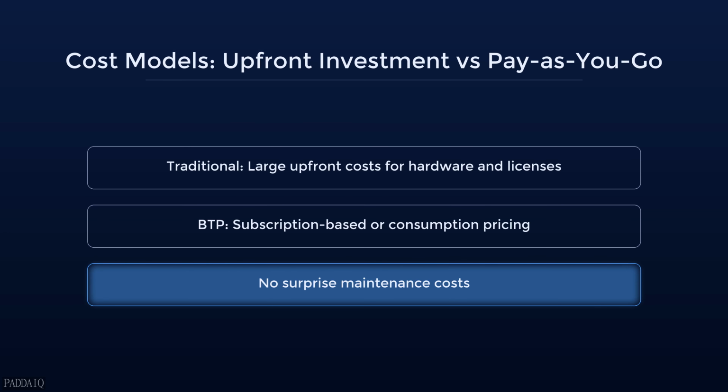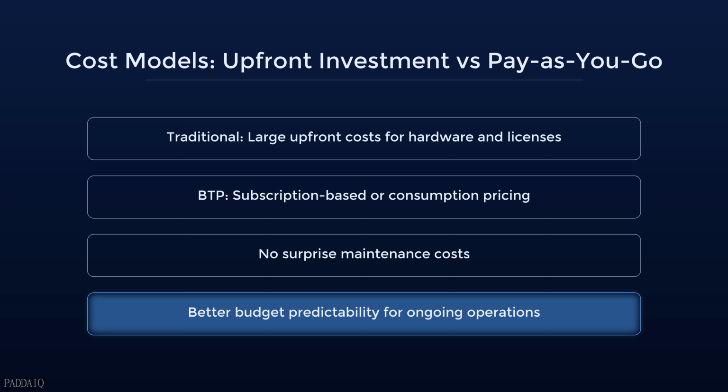No surprise maintenance costs. This means all maintenance expenses are included upfront, so you won't encounter unexpected fees for updates or security patches later. For instance, when you subscribe to a cloud service, the regular fee covers all necessary upkeep. This predictable billing allows for accurate financial planning and eliminates budget overruns.